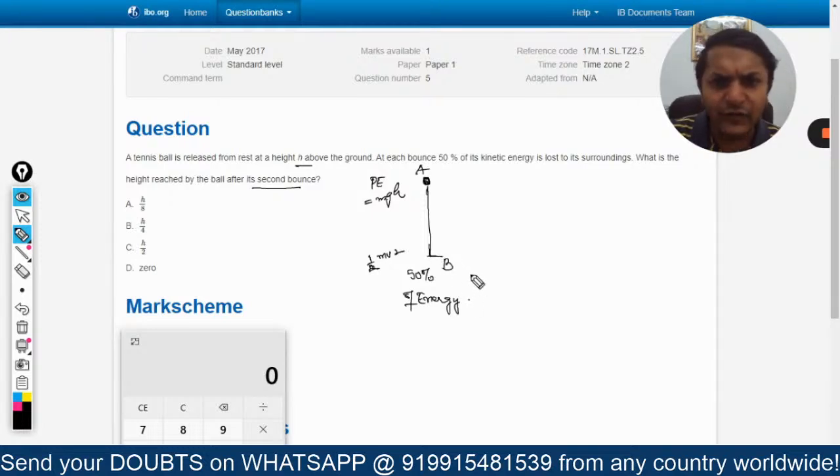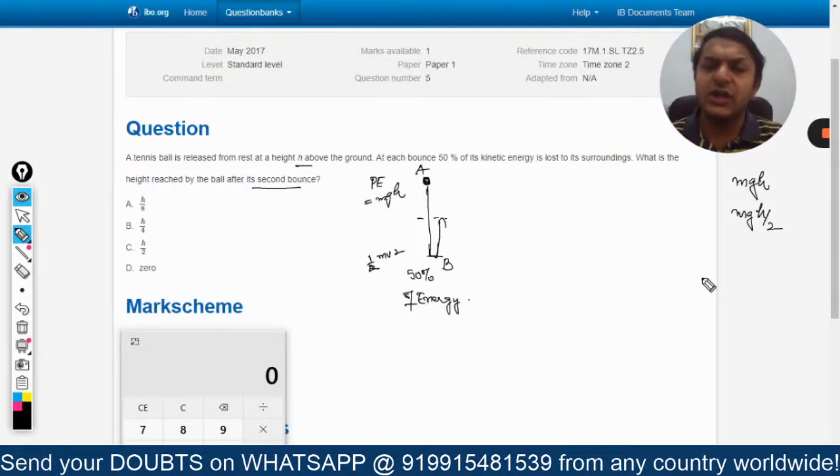So obviously with this much energy it would go to half of the height. Why? Because earlier the energy is mgh, but after the bounce, it is mgh by 2. Half of the energy is left with the body. The mass does not change, the gravity does not change, so the height has to change. So it means the body will go up to h by 2.